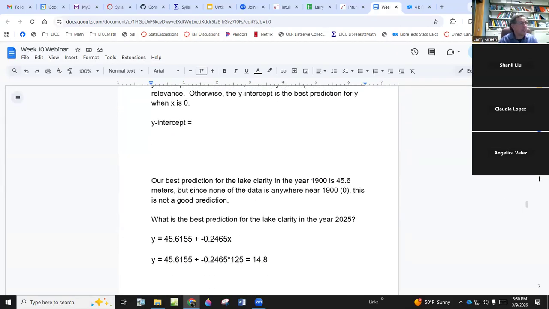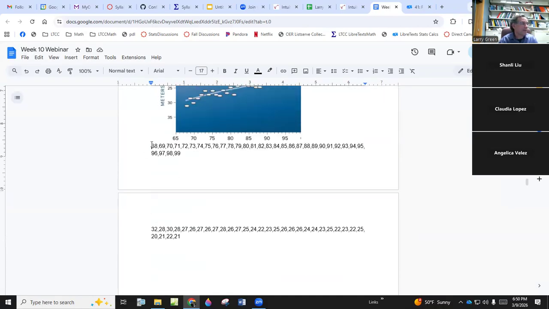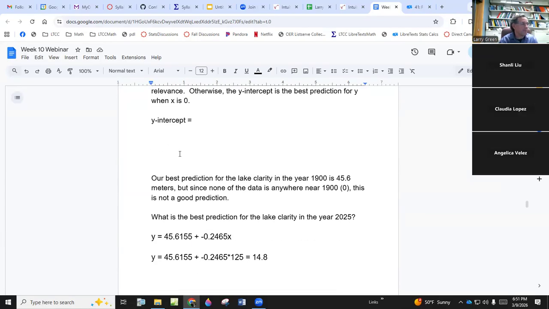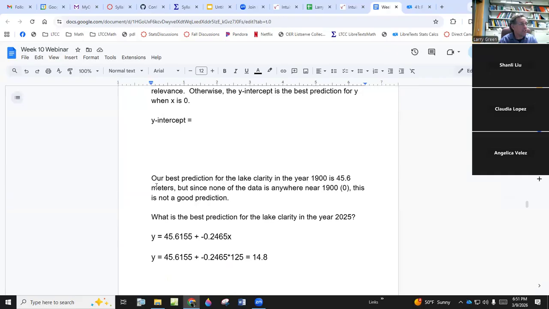On the other hand, if you look at our data values, the very lowest data value is 68, and the highest is 99. These are nowhere near 0. So in particular, the y-intercept really isn't a good prediction at all. Does that make sense? Because it's nowhere near the data values.